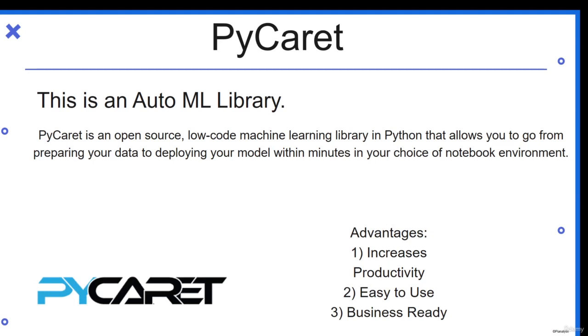And the automated ML library we'll be using in this project is PyCaret. PyCaret is an open source, low-code machine learning library in Python, obviously, that allows you to go from preparing your data to deploying a model within minutes in your choice of notebook environment. So no matter what the notebook is, be it Jupyter, be it Google Colab or any other notebook environment, you can use this PyCaret library, and it is a pretty popular library.